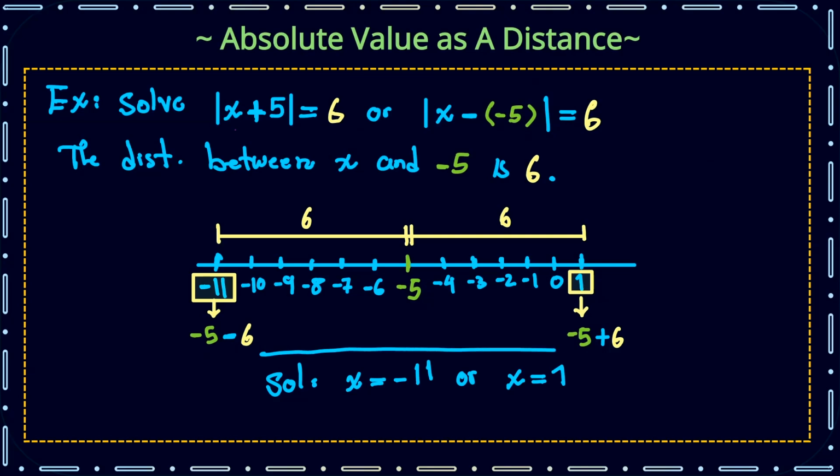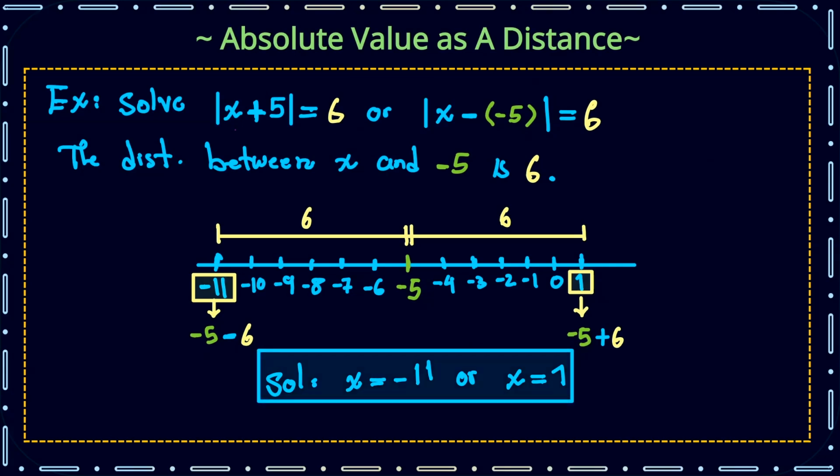And you can always check to see if your solutions are correct. If you put 1 inside the equation, you have 1 plus 5, that's 6. Absolute value of 6 is 6. Negative 11 plugged in for x, you get negative 11 plus 5, that's negative 6. And the absolute value of negative 6 is in fact 6.